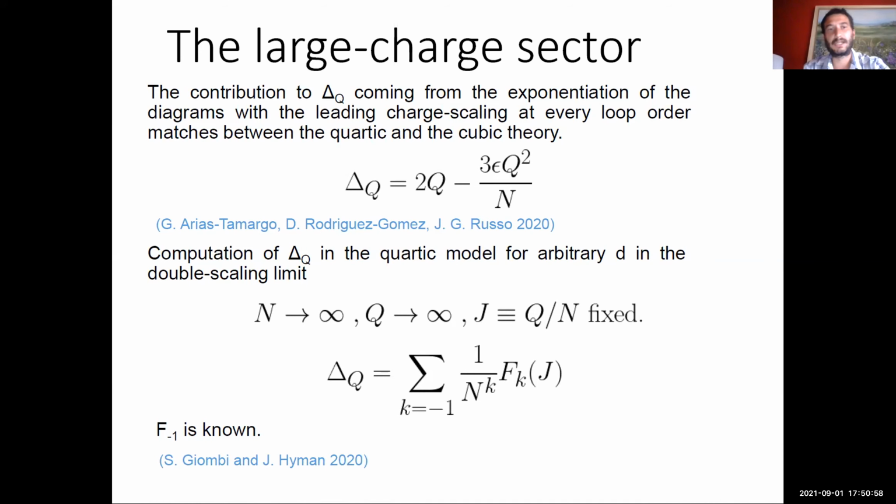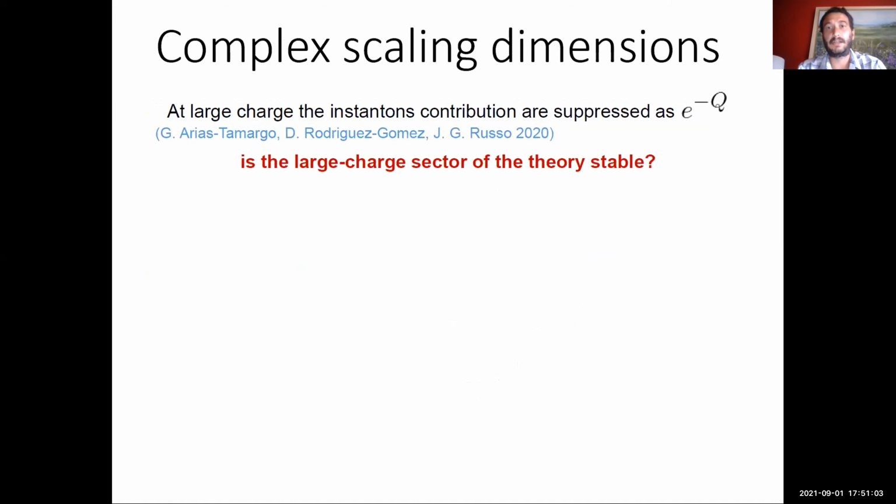Another interesting point made by this series of papers is that in the first papers we showed that in this case instantons, which give rise to an imaginary part of the CFT data, in the large charge regime are suppressed exponentially as e to the minus Q. So one can wonder if the suppression is such that the large charge sector of this theory is stable and can, for instance, have applications in holography.